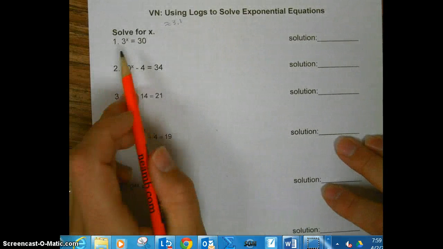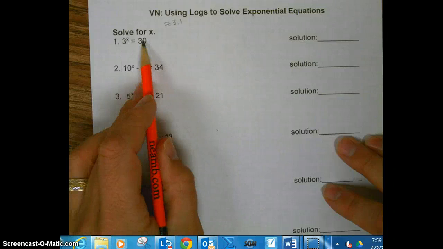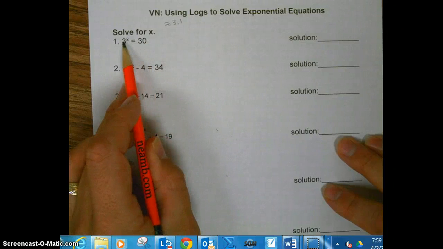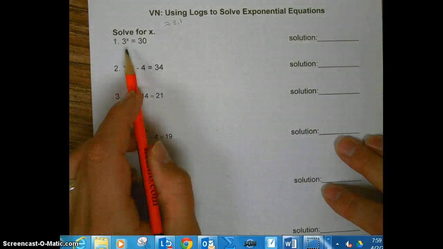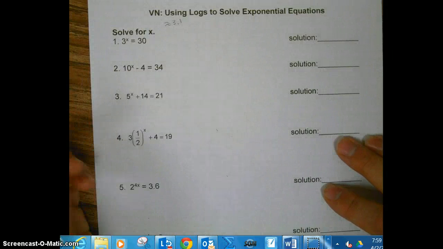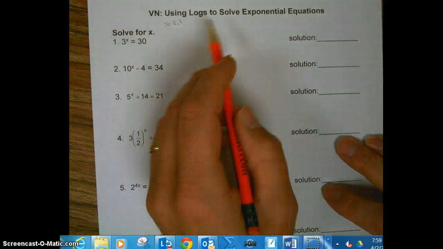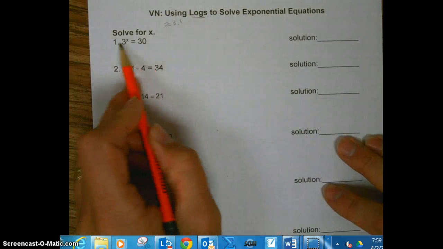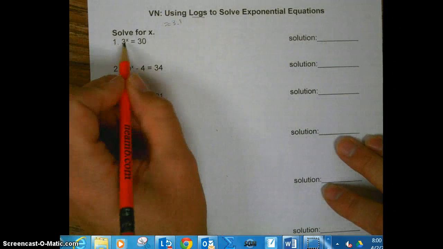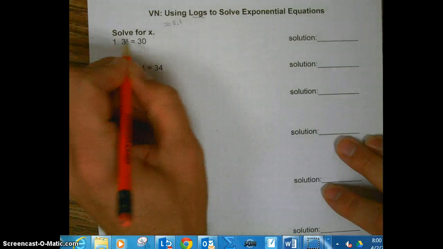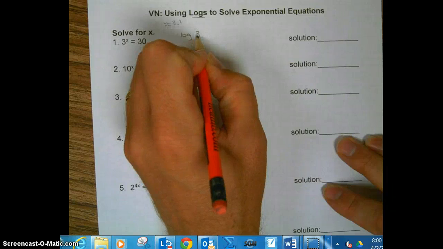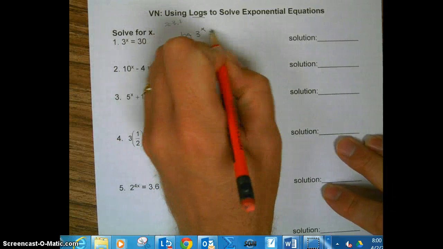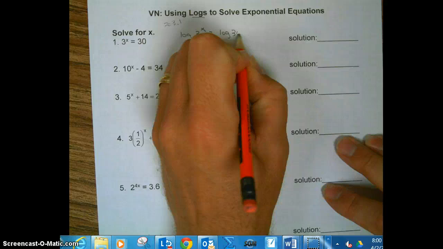Now, one of the things you can't do here is divide by 3, because this is a base and it's raised to an exponent, okay? So you cannot divide by 3 on this. The way you want to handle this is we're going to use logs to solve this. First thing we're going to do is take the log of both sides. So we're going to have the log of 3 to the x equals the log of 30.